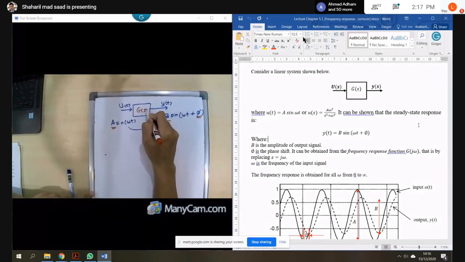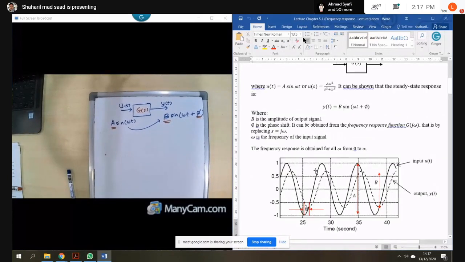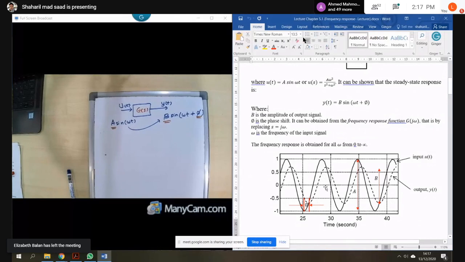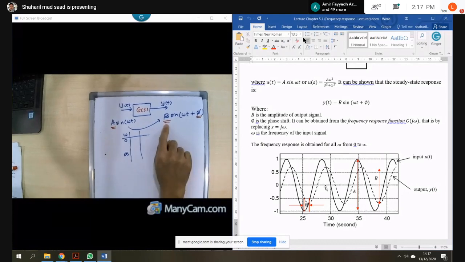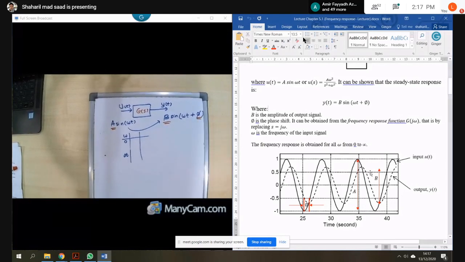If you try to plot from the frequency 0 to infinity, here we get that kind of graph. So what we try to plot is from 0 to infinity. So we will see that the only differences are the amplitude and also the phase shift.